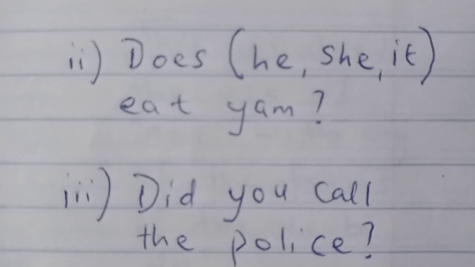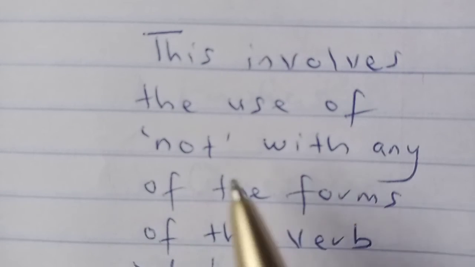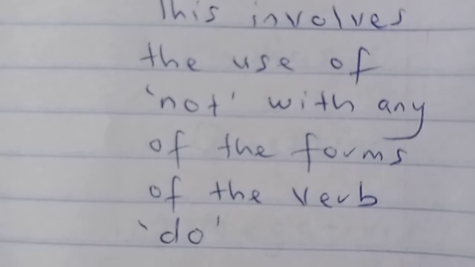Okay, let's proceed to the next function of the auxiliary verb do. Now, the third function of the auxiliary verb do is the negative form, to form a negative sentence. Now, you know a negative sentence will have the word not. So do not, or does not, or did not, as the case may be. So this involves the use of not with any of the forms of the verb do.